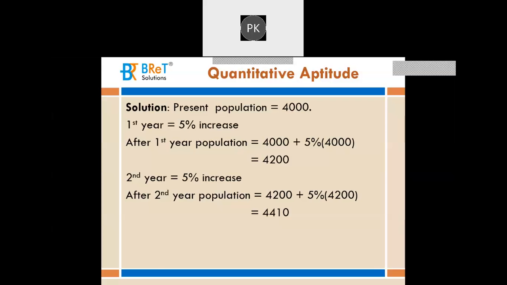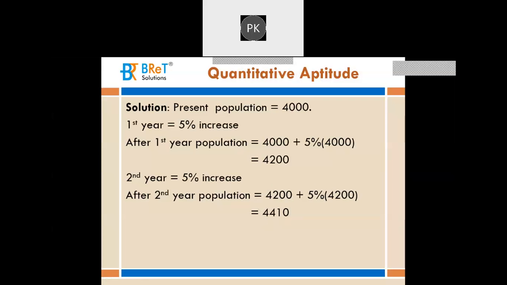So second year, 5% increase again. After the second year, the population will be initial, and initial means the quantity after the first year, that is 4,200, plus 5% of 4,200. So the answer will be 4,410. So the population of the town after the second year will be 4,410. Always note this, guys. 5% increase means, if I take a compound interest problem, increase means always earning interest. Interest is always increasing.